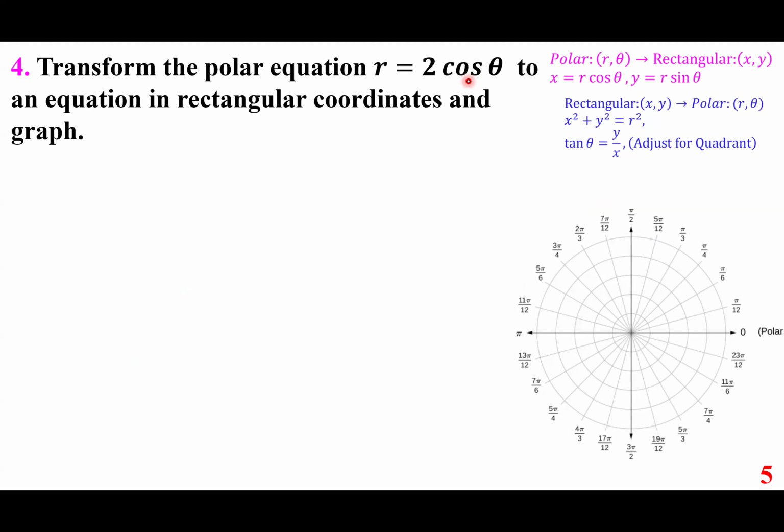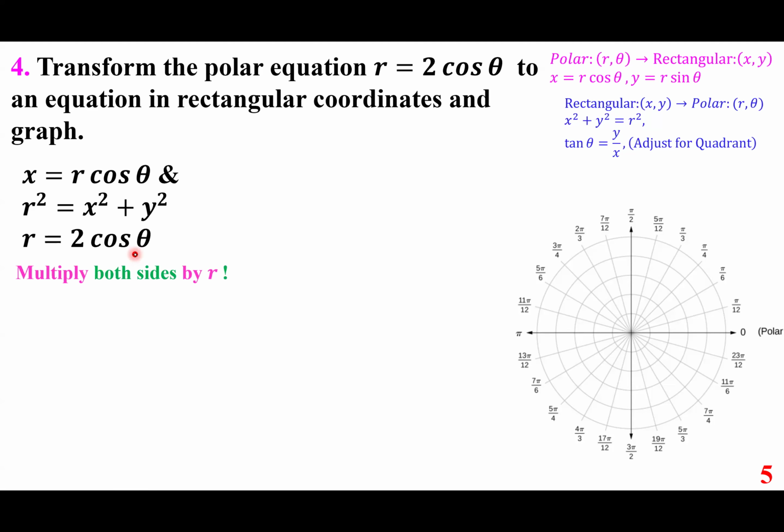R equals 2 cosine theta, and we want to transform the polar equation to an equation in rectangular coordinates, and we want to graph it. So r cosine theta, we're going to write x equals r cosine theta, r squared is x squared plus y squared, and r is 2 cosine theta. This is what's given. As you may recall, the technique is to multiply both sides by r. When we do that, this becomes r squared, and the right side is 2r cosine theta.